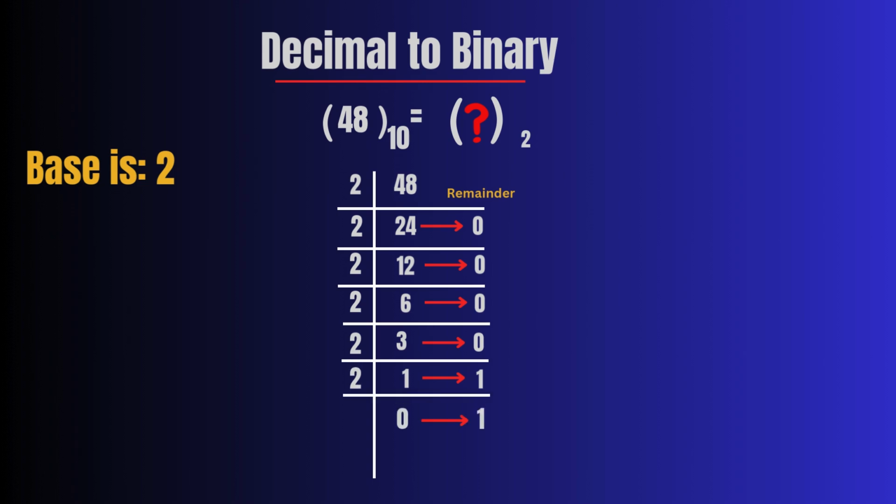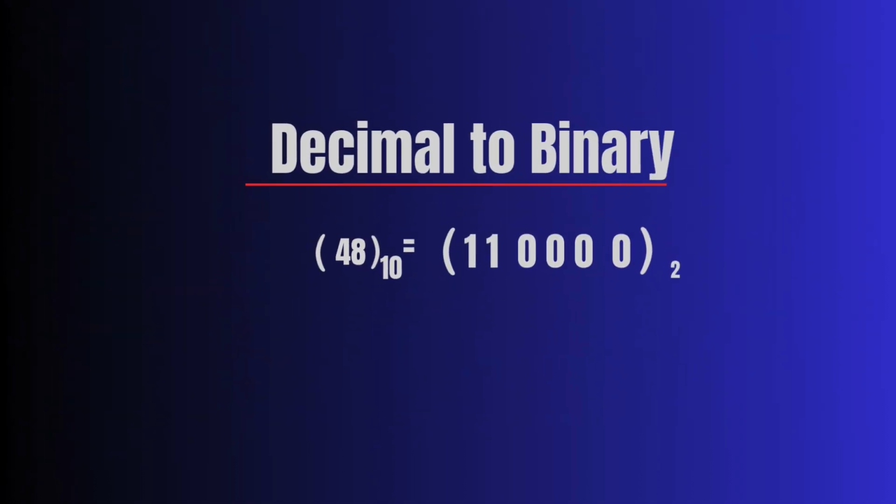Now count the remainders from the bottom to top. You get the complete binary number of this decimal.